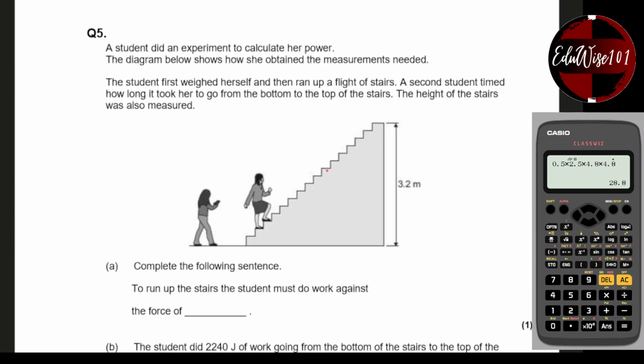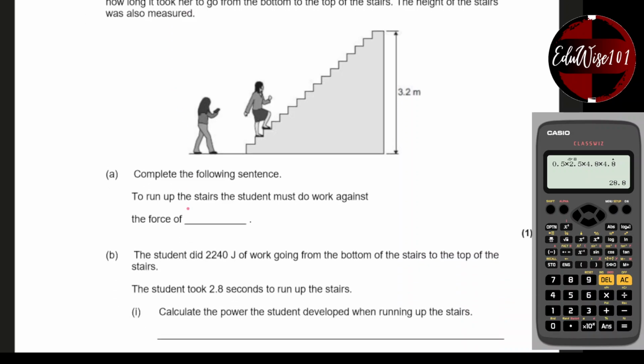Question 5. A student did an experiment to calculate her power. The diagram below shows how she obtained the measurements needed. The student weighed herself and then ran up a flight of stairs. A second student timed how long it took for her to go from the bottom to the top of the stairs. The height of the stairs was also measured. Complete the sentence. To run up the stairs, the student must do work against the force of gravity.